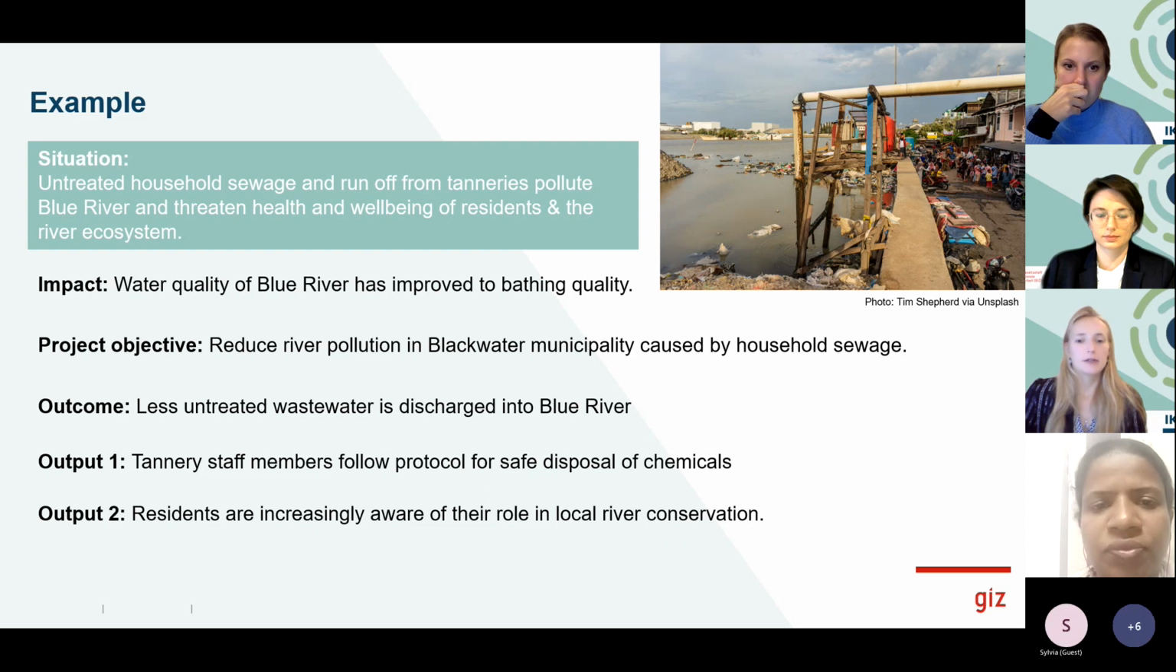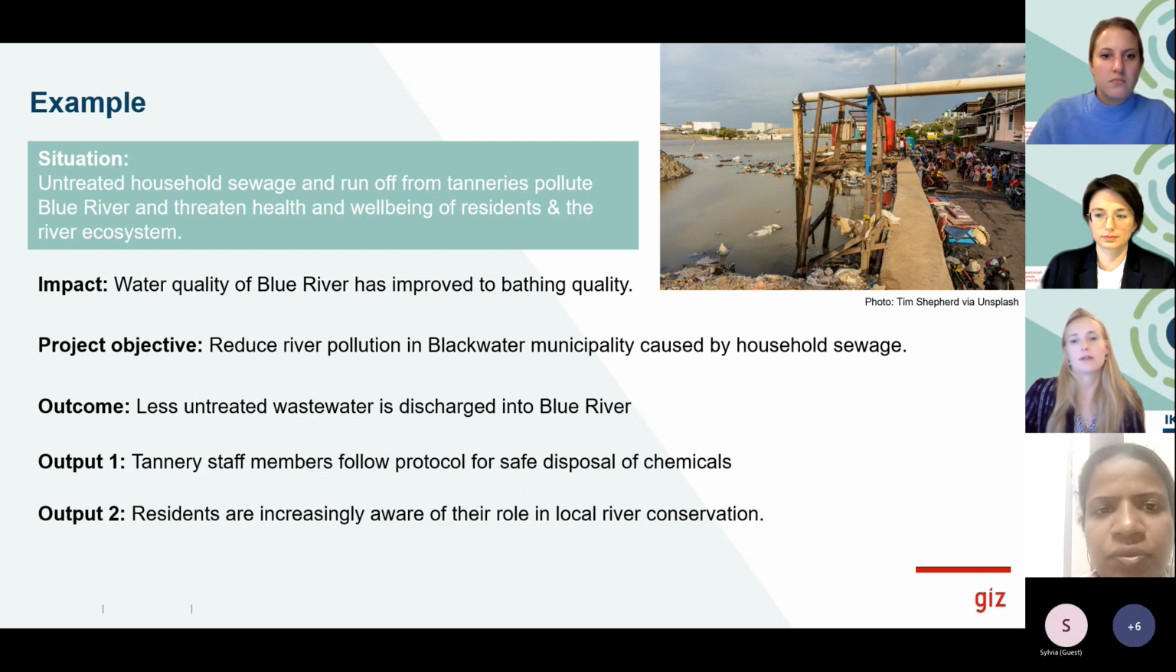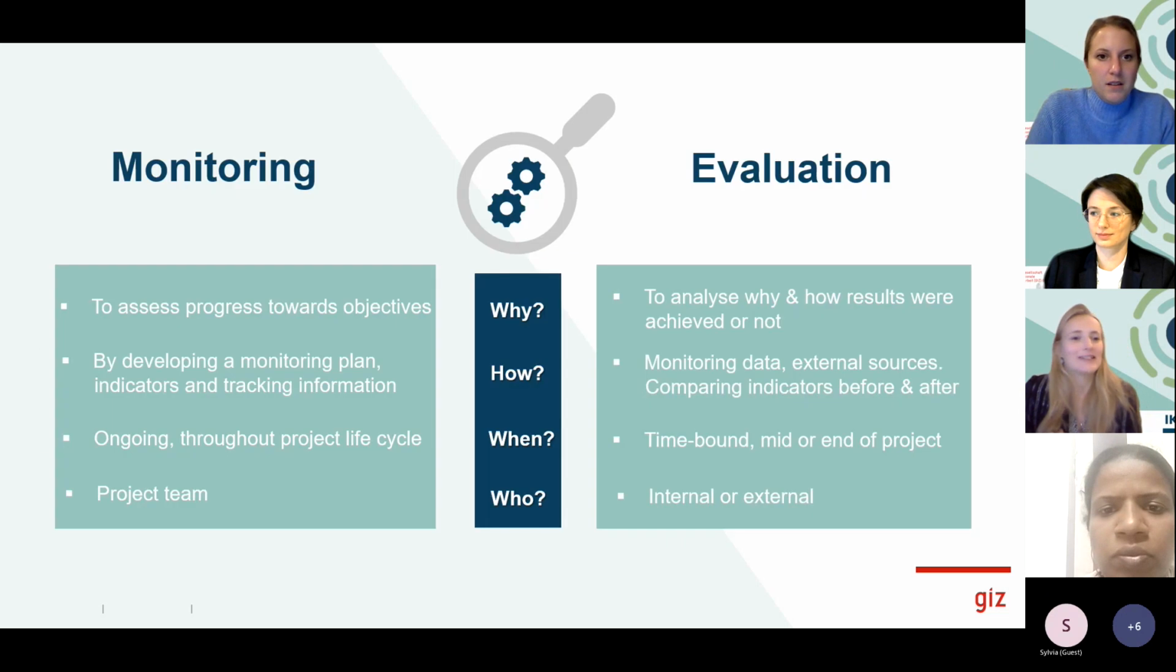And at this stage, if you're planning a project, of course, you would also define your required inputs. For example, you would need to hire technical experts to design and facilitate trainings for the tannery staff. And also, of course, you have to think about the activities to be implemented. For example, training needs assessment for the tannery staff. So yeah, this is just a small example. And as I said, I will come back to it later. But now I will give the voice again to Lisa to continue with the theory behind it.